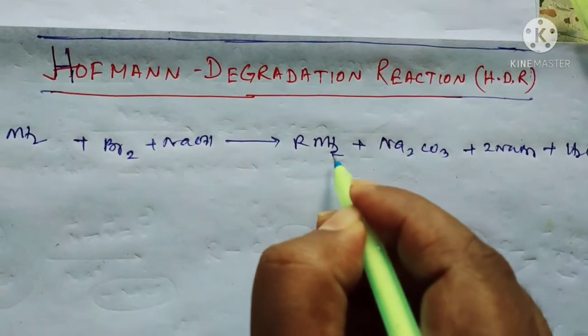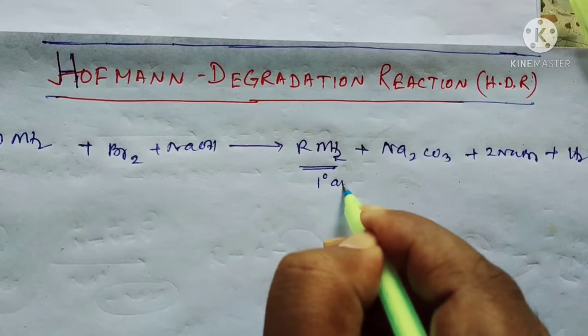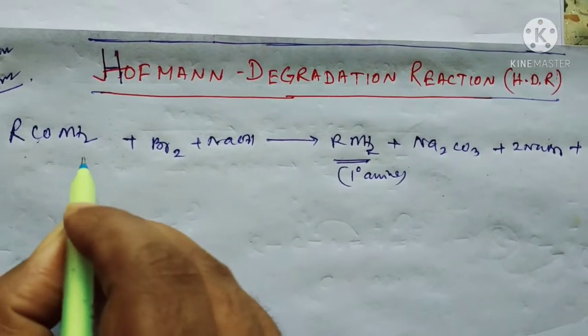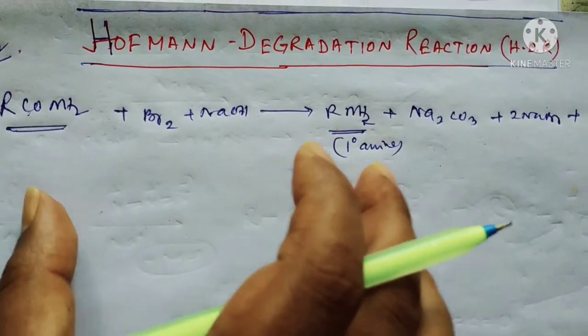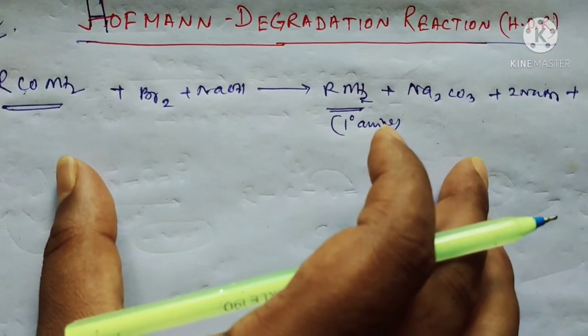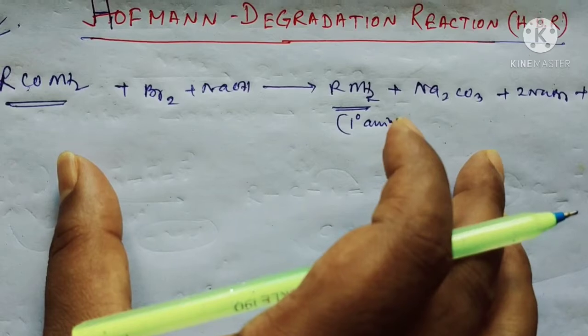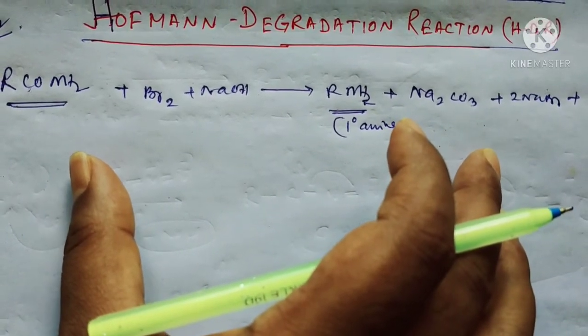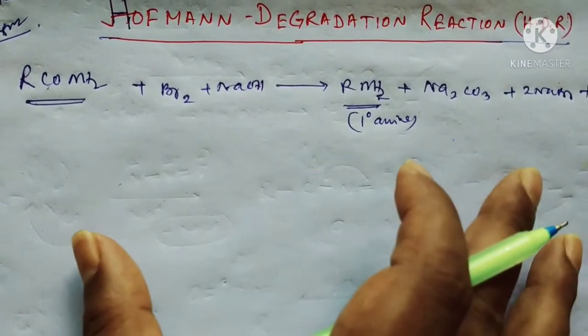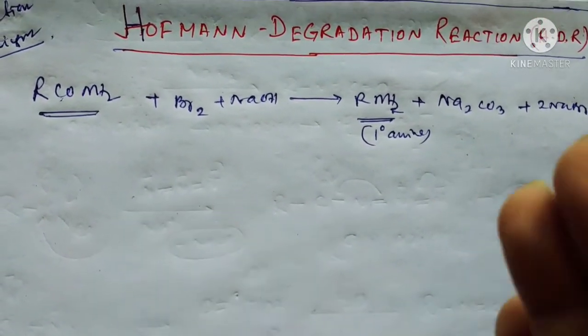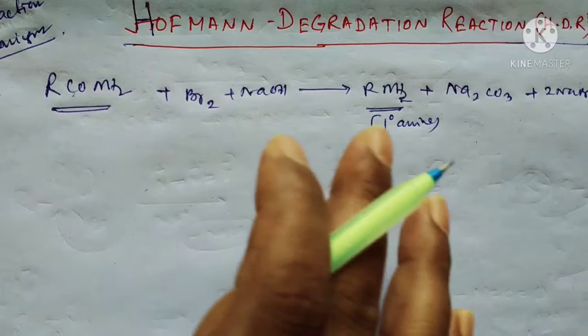So mainly this primary amine, that is first degree amine, will be produced by this Hofmann degradation reaction from RCONH2 amides. Okay, and this is known as Hofmann's degradation reaction and is applicable for both aliphatic and aromatic amides. This reaction may be represented like this. Now I'm going to show you how this reaction occurs. I'm giving you examples after that.